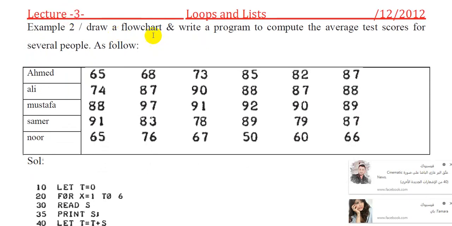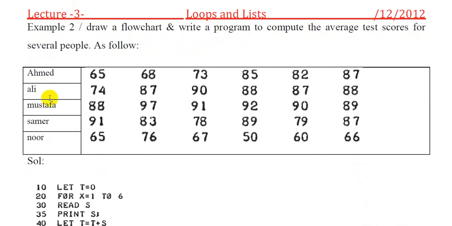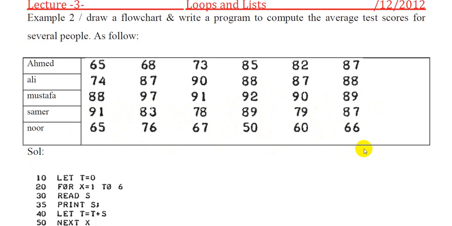As you can see, remember example 2: draw a flow chart and write the program here to compute the average test scores for several people as follows. Ahmed, Ali, Mustafa, Samer and Noor. As you can see in front of you: 65, 68, 73, 85, 82, 87, 74, 87, 90, 88, 87, 88, 88, 97, 91, 92, 90, 98, 89, 91, 83, 78, 89, 79, 87, and 65, 76, 67, and 50 and 66 respectively, as you can see right here.